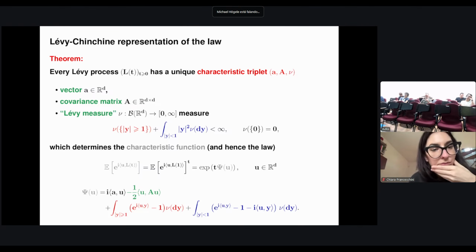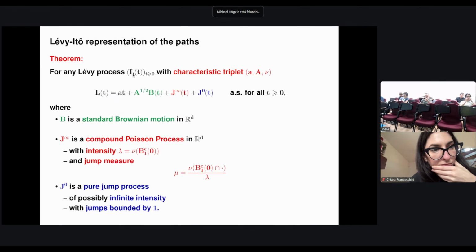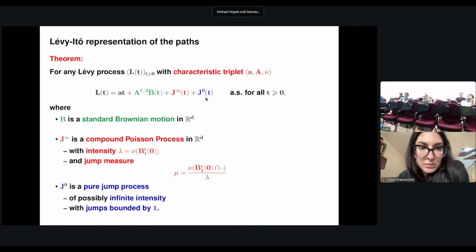Okay, this is on the level of the laws, right? So distribution of the Lévy process at time t. You can do this even on the level of processes, which is much, much stronger. So if you have a Lévy process, you can really filter out different kind of components. You have a linear function, you have a Brownian motion, which does not need to be a standard Brownian motion, but can be distorted by some kind of covariance matrix. And then we have a compound Poisson process. This infinity is for large jumps. And we have small jumps, small and bounded jumps.